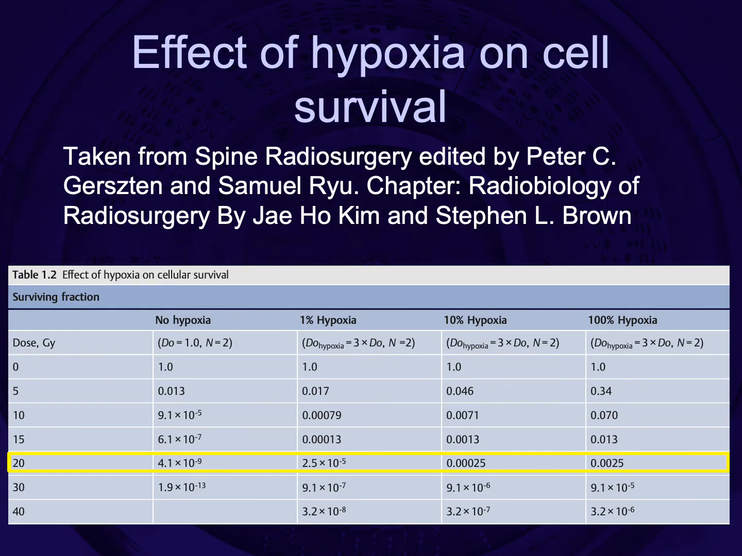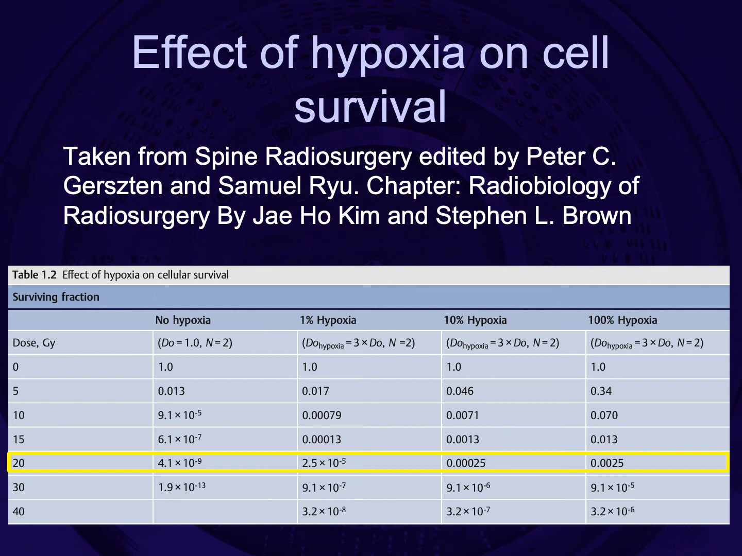Here's a really interesting table. It's actually published in a chapter on spine radiosurgery, but it beautifully illustrates the effect of hypoxia. So I've highlighted the row on this table which represents 20 gray, and we're looking at the surviving fraction of cells for that given dose. So for no hypoxia, we get 4.1 times 10 to the minus 9 cell survival.